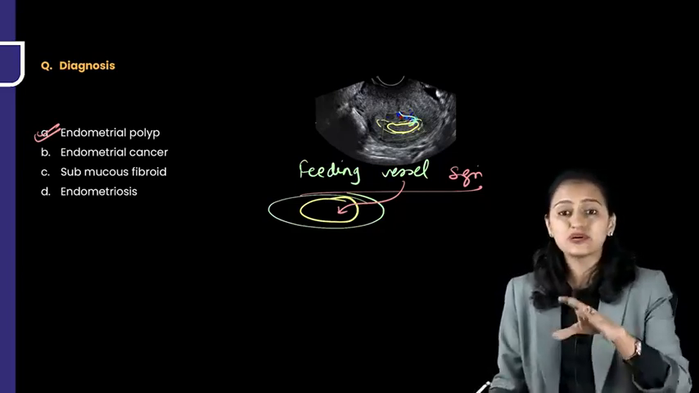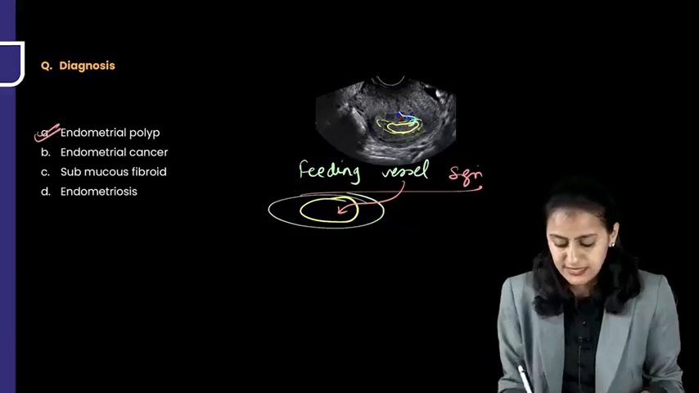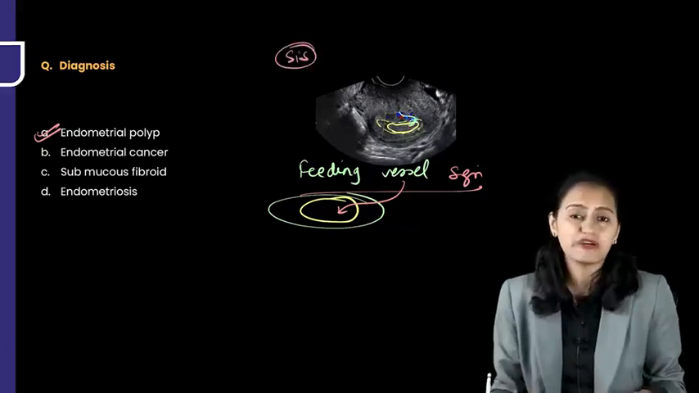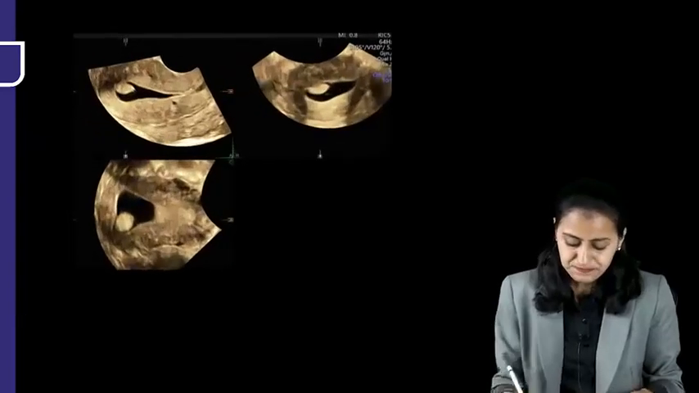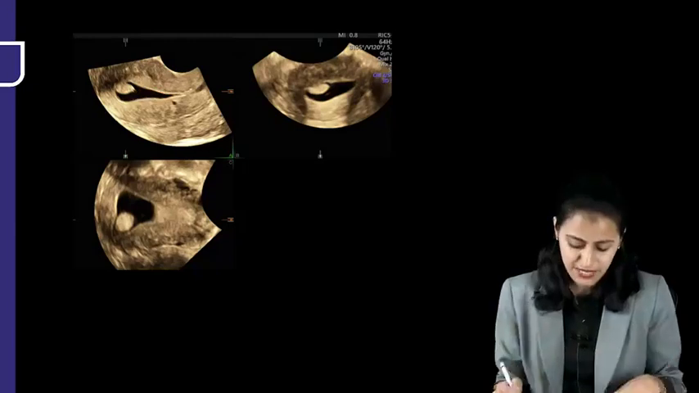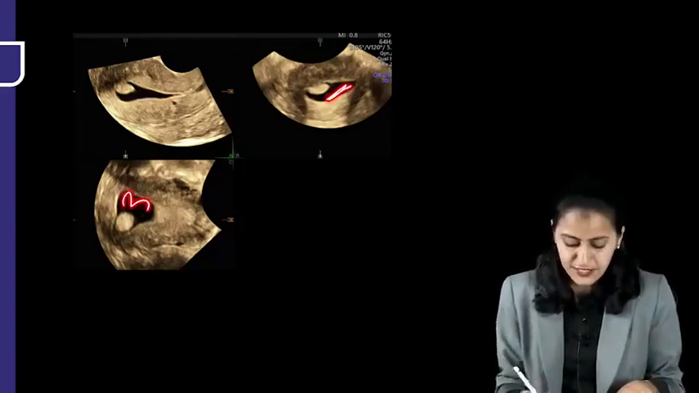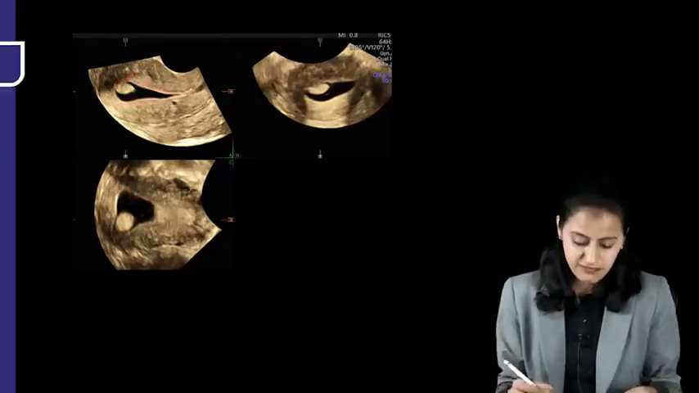What is the best test to confirm that this is endometrial polyp only? This is not a submucous fibroid. Saline infusion sonography, that is sonohysterogram. So look at the image here. In the endometrial cavity, we have the fluid, the saline that we have put, right? And you see that with the saline distension, you can see the endometrial lining very well.